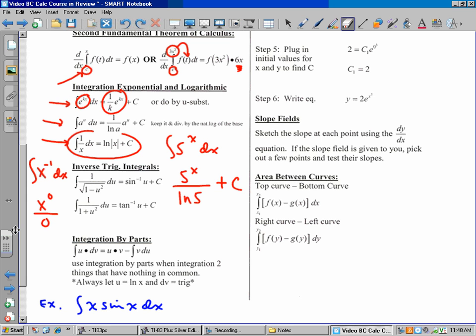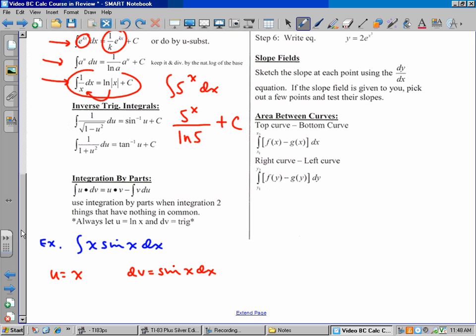So if you're integrating x to the negative 1, integrate it as 1 over x, and that will be the natural log of the absolute value of x, right? Because the derivative of the natural log of x is 1 over x. Inverse trig integrals are just the reverse of inverse trig derivatives. The derivative of inverse sine is 1 over the square root of 1 minus x squared. The derivative of inverse tan is 1 over 1 plus x squared.